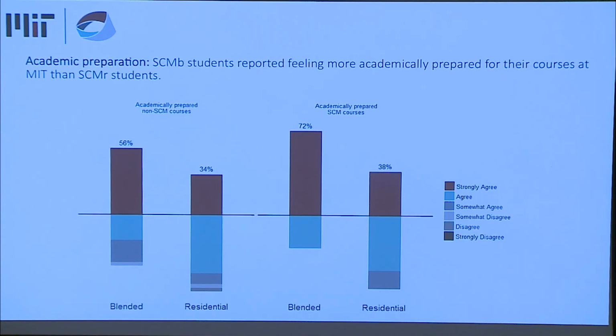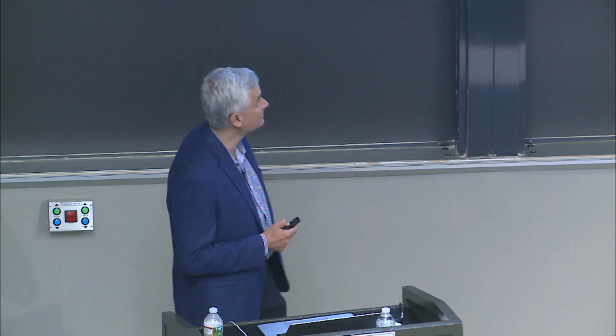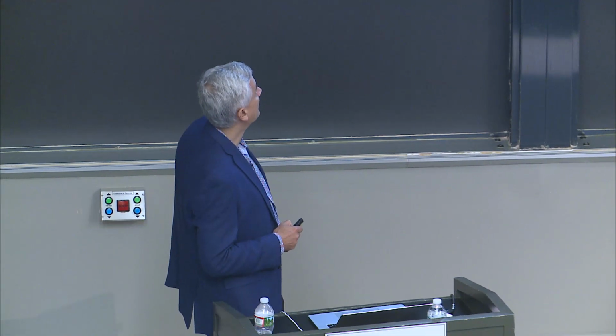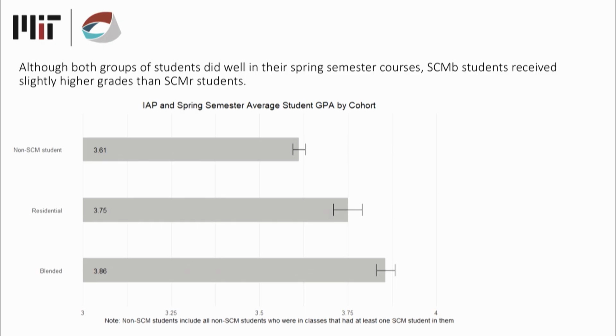And we survey them as the semester draws to a close and ask, how well prepared did you feel for your classes? The blended students, the students who did the MicroMasters, felt better prepared than the traditional students. So they took these classes online and then they come here to MIT and do the second semester of their master's and they felt, in fact, very well prepared. They got better grades. These are the GPAs of the new cohort of students. It's a little bit higher than the GPAs of the traditional cohort of students. They got better grades, not by a lot, but slightly better.